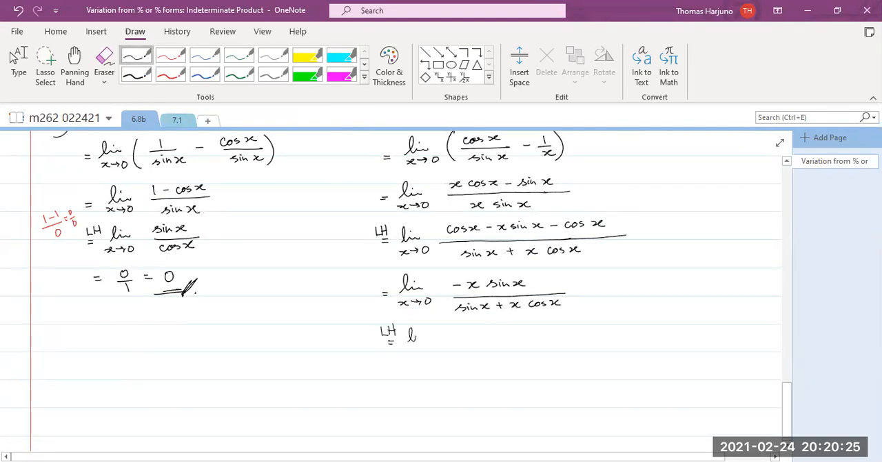L'Hôpital's Rule. It's French though, so we don't read the S. Okay, so that will be negative sine x minus x cosine x. At the bottom, we'll get cosine x plus cosine x minus x sine x. Oh, maybe that's the one that helps us. Yes, that's actually the one helping us. Because now when I plug in 0, I will get 0 minus 0 over 1 plus 1 minus 0.